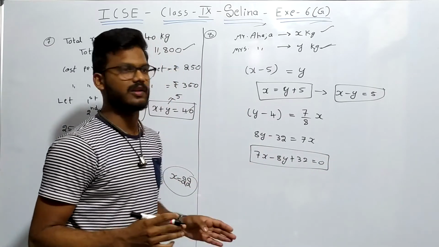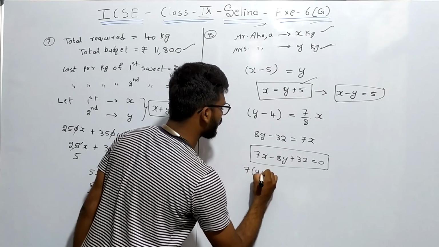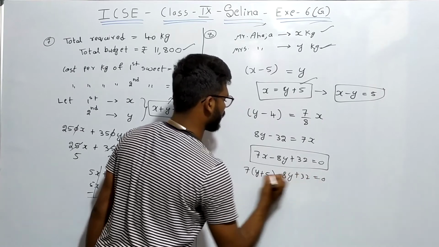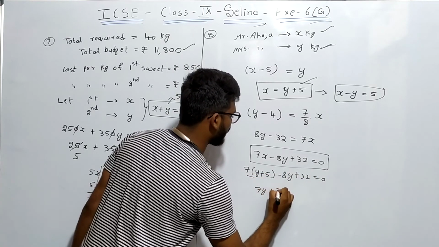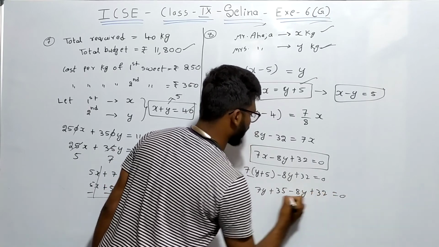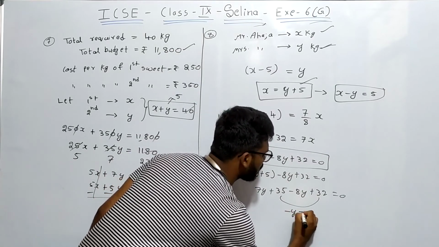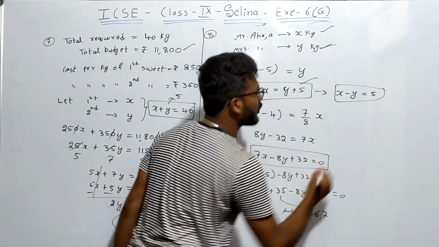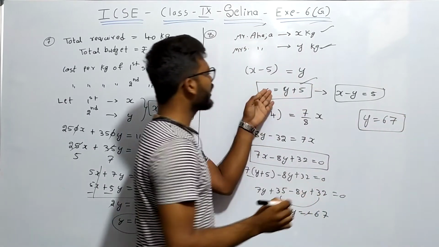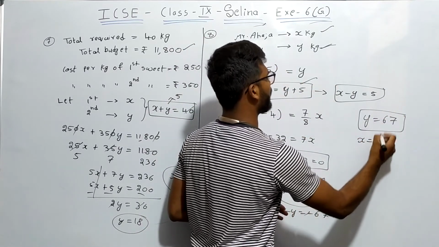Now we have to solve these two. So already x is equal to y plus 5. Substituting here, 7 into y plus 5 minus 8y plus 32 is equal to 0. 7y plus 7 5 is 35 minus 8y plus 32 is equal to 0. 35 plus 32 is 67. You will go that side, minus y is equal to minus 67. So y is equal to 67, and here what is x? x is equal to y plus 5. So x is equal to 67 plus 5.